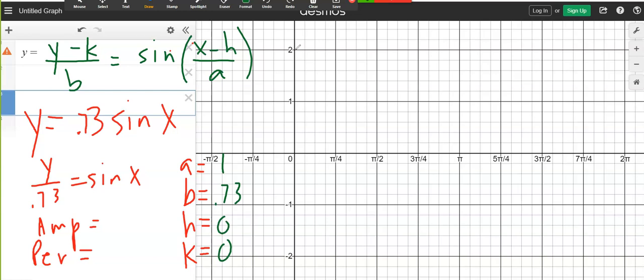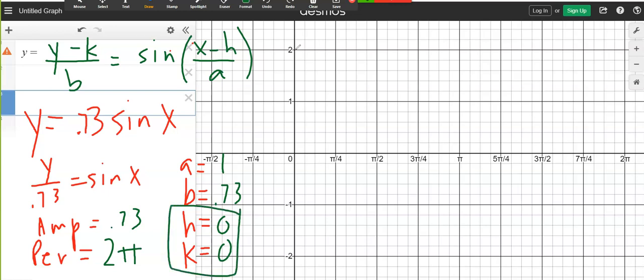Okay. So, what's the amplitude? 0.73. Nice. Your amplitude is always the B value. Now, if the B value is negative, remember, amplitude is a distance. That's why there were absolute value bars around it. So if they throw a negative multiplier at you, the negative causes a reflection, but it does not change the amplitude. Okay, so what about the period? Just 2 pi. Correct.